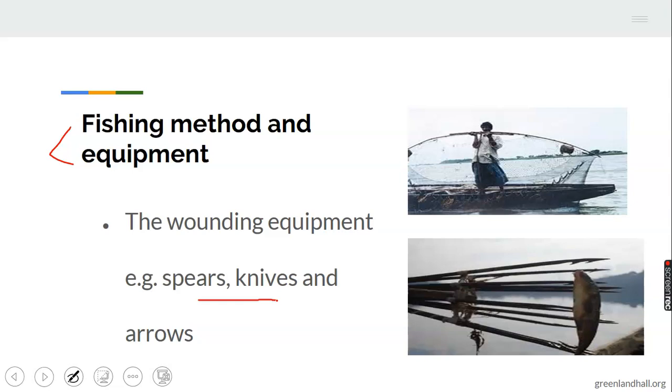Spears are good examples of wounding equipment. Knife and arrow. You are seeing this particular fish farmer trying to use a spear in fishing. He's a fisherman, and this is a very good example of fish that have been wounded.